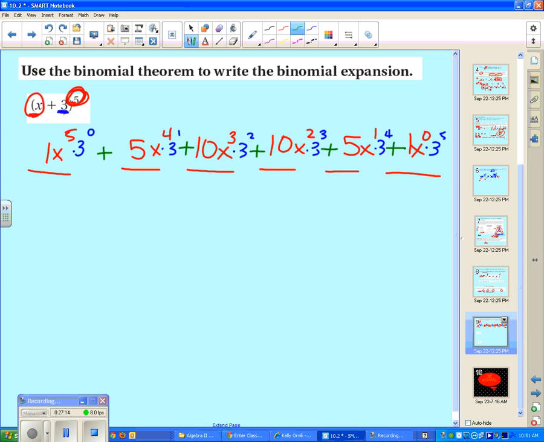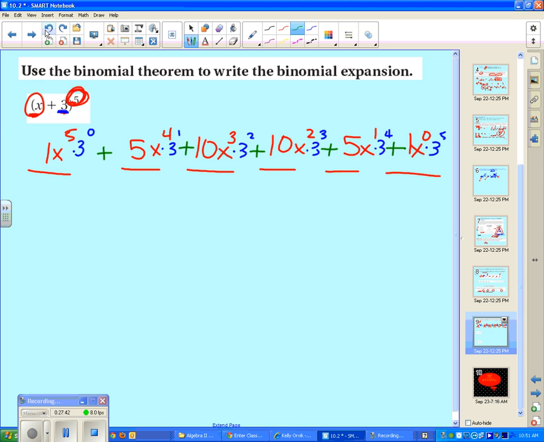One hint to this too, if you're ever not sure if I put my exponents in right, what do you notice that your exponents all add to? They all add to 5 in this case, which is the exponent on our binomial, right? That should always happen. If it was a 6 up there, they should add to 6. Now we just have to simplify.